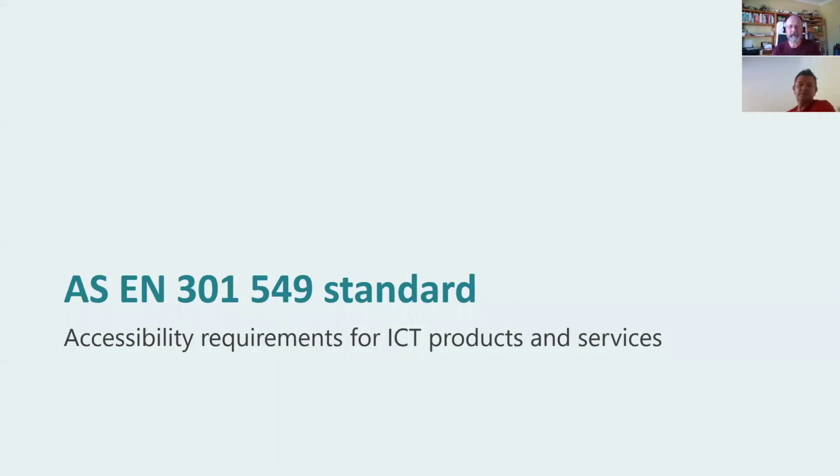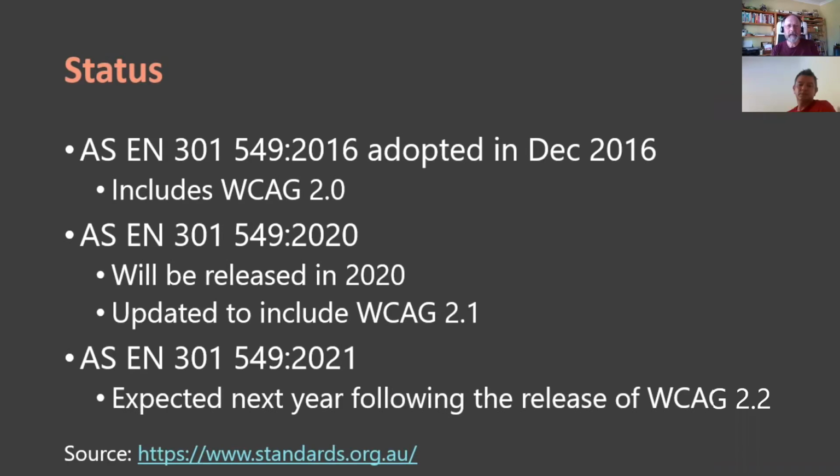Okay, so let's have a look at AS/EN 301-549, the Australian standard. If we spell that out, it's accessibility requirements for ICT products and services. And the current version actually refers to procurement of accessible ICT. Australia adopted EN 301-549 directly from Europe back in 2016. So our version is AS/EN 301-549:2016. This version that we have in Australia currently includes WCAG 2.0.